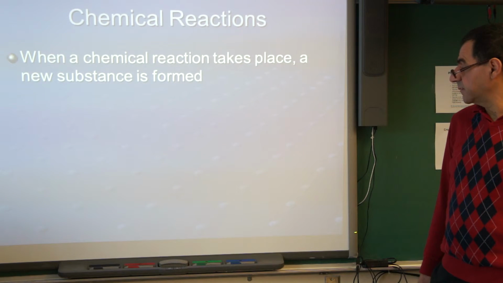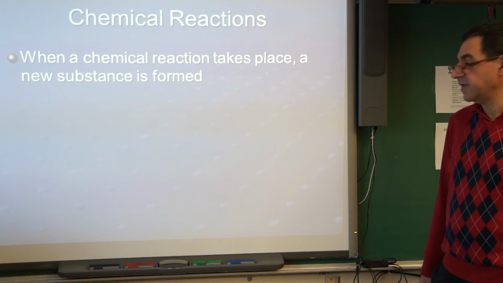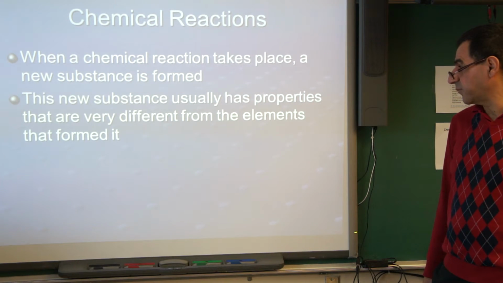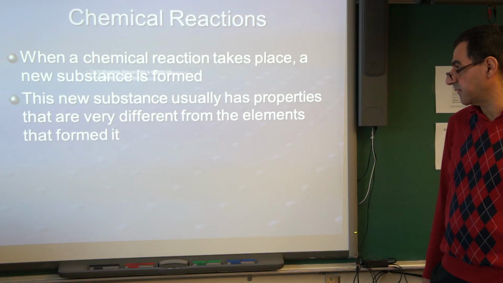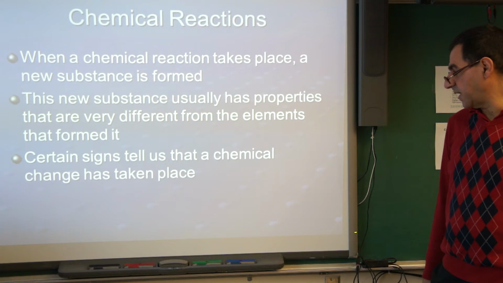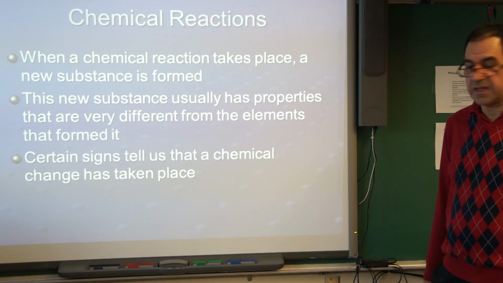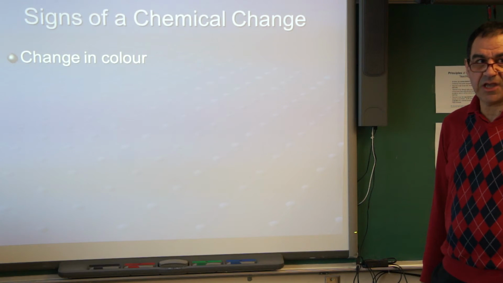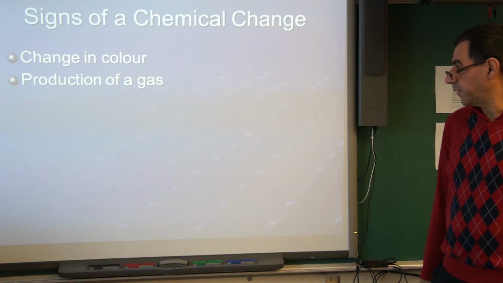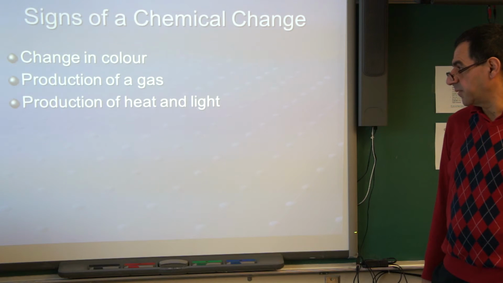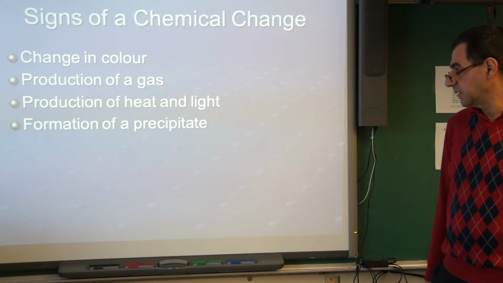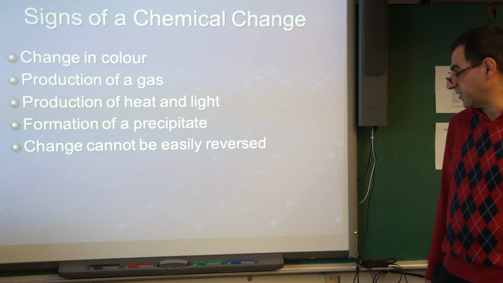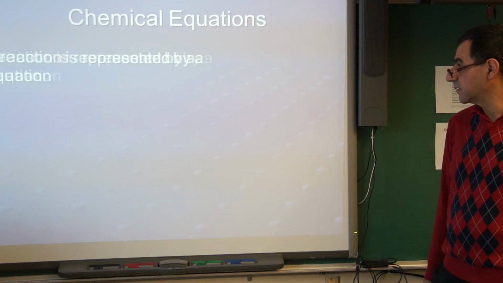Chemical reactions: when a chemical reaction takes place, a new substance is formed. The new substance usually has properties that are very different from the elements that formed it. Certain signs tell us that a chemical change has taken place: change in color, production of a gas, production of heat and light, formation of a precipitate, and the change cannot be easily reversed.